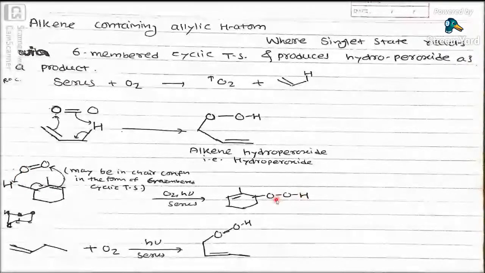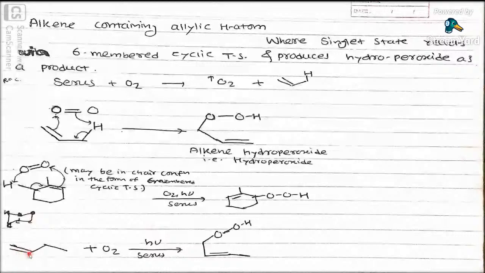Then this is the oxygen structure, and this is the oxygen which has been joined as OH, and the bond which has been shifted because of hydrogen is this. So your this bond which is at this position gets shifted to this position. So it may be in chair conformation in the form of six-membered cyclic transition state. So this reaction may proceed via six-membered cyclic transition state through the chair conformation during mechanism.